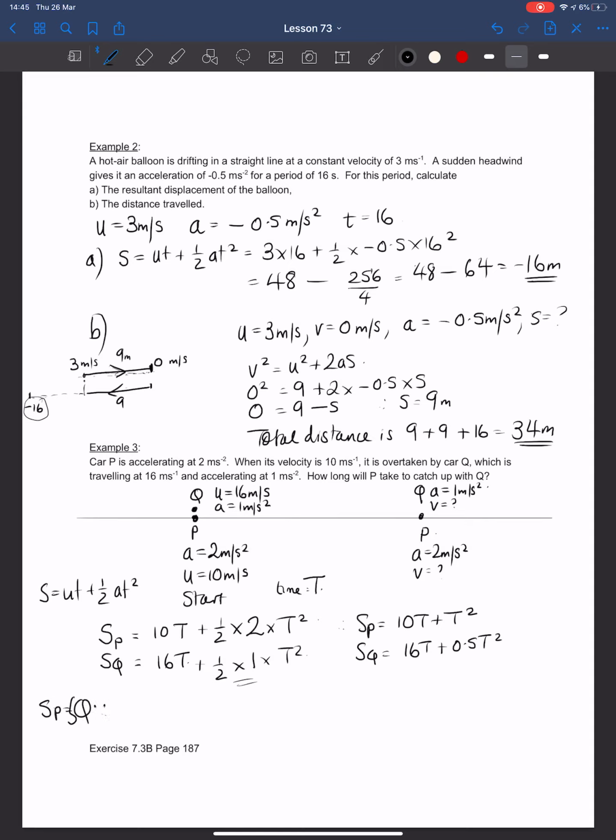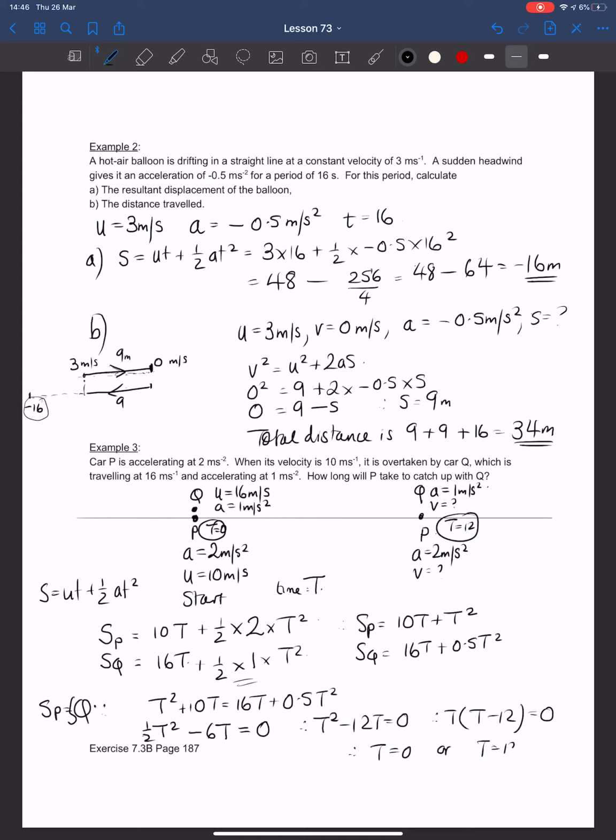So therefore T squared plus 10T is 16T plus 0.5 T squared. So take half a T squared from each side, so it's a half T squared left there, and take 16T from each side. Half T squared minus 6T is 0. Multiply everything by 2. T squared minus 12T is 0. Factorise. T times T minus 12 is 0. So therefore T equals 0, which is what we know because that's the start, but over here, the next one, T equals 12. So how long will it take? 12 seconds for them to catch up again.